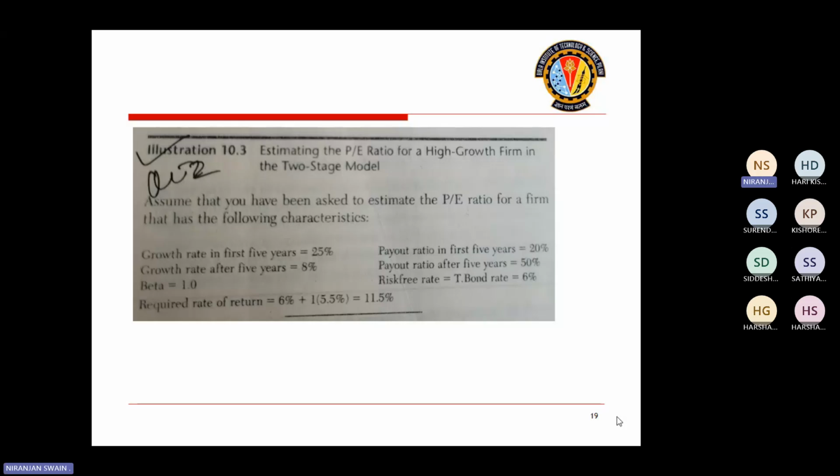Estimate the PE ratio for the high growth one. These are two stages. Assume that you have been asked to estimate the PE for the high growth. Following is the growth rate in the past 5 years, 25%. Growth rate after 5 years, starting from the 6th year, is 8% with the stable growth. Beta during the high growth period is 1. And the payout ratio in the past 5 years is 20%. When the growth is high, naturally the payout is low, and after the high growth, the growth rate has come down from 25% to 8%. Now payout will naturally be more. Maximum earnings will be paid out as dividend because the growth is low. Risk-free rate is 6%. You can take 5.5% as the equity risk premium, and the cost of equity becomes 11.5%. What will be the PE multiple?